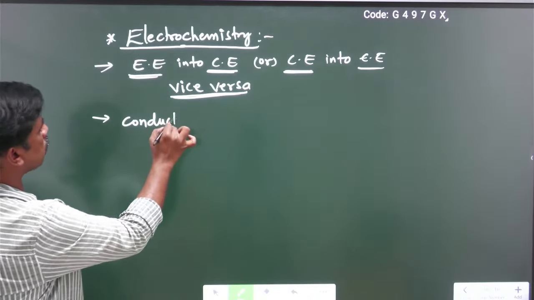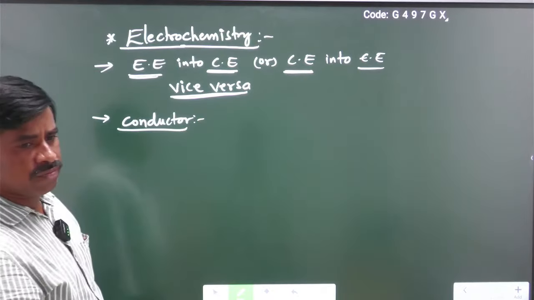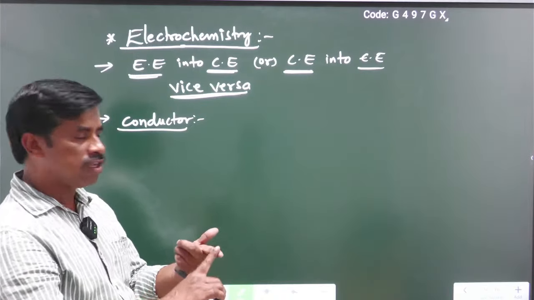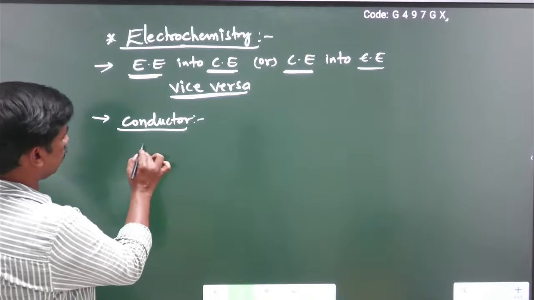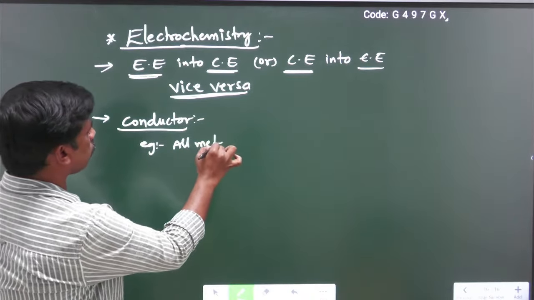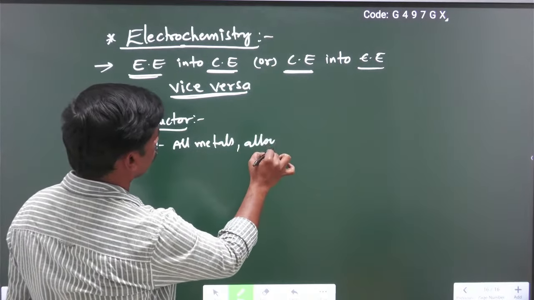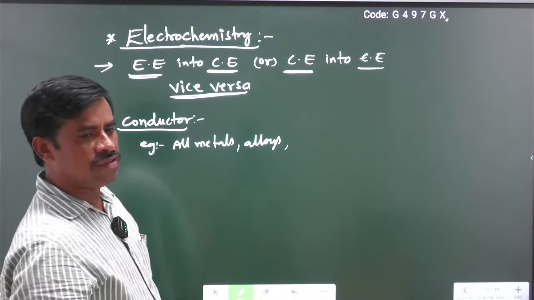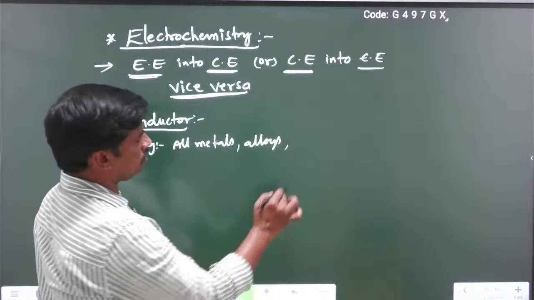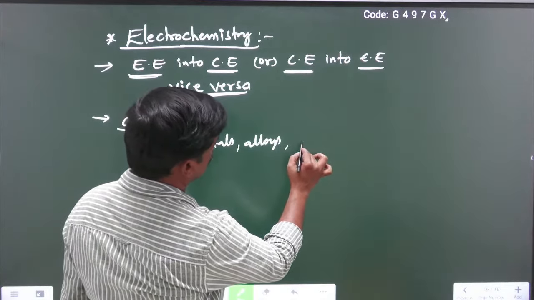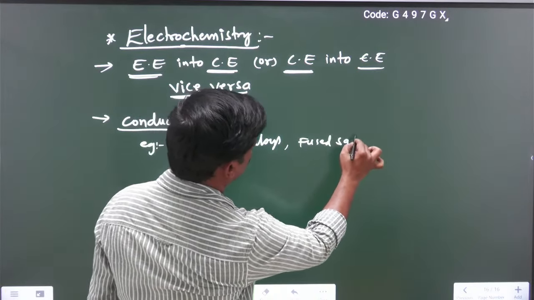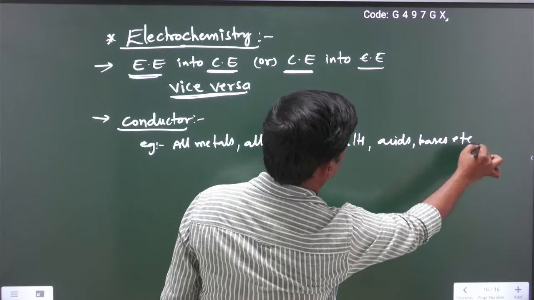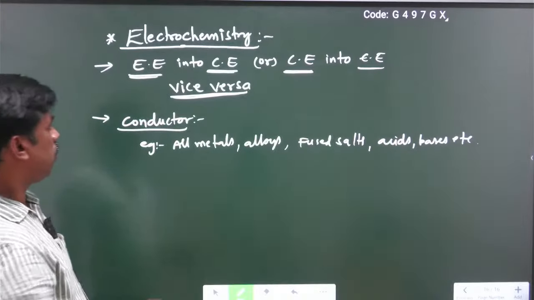Now I would like to introduce the conductor. What is meant by a conductor? A substance which allows the passage of an electric current through it is called a conductor. What are examples? All metals, alloys, and fused salts, acids, bases, etc. All of these are conductors.